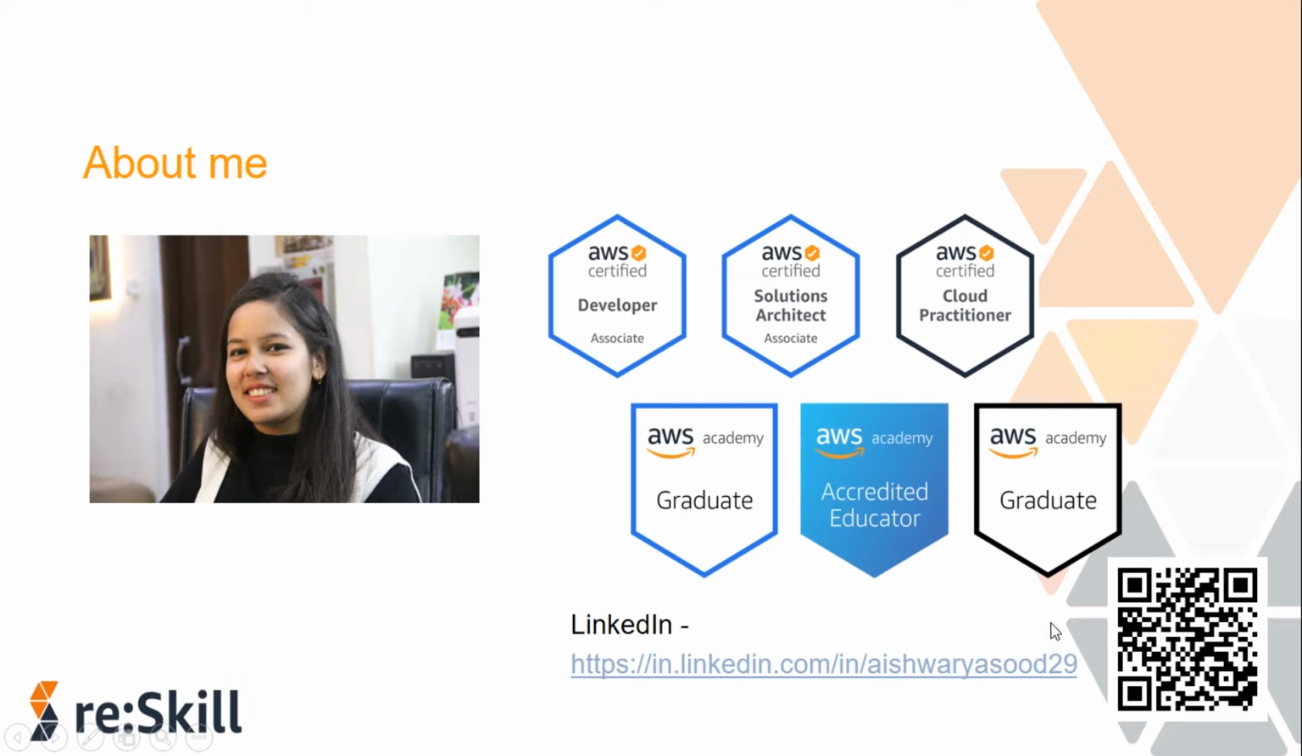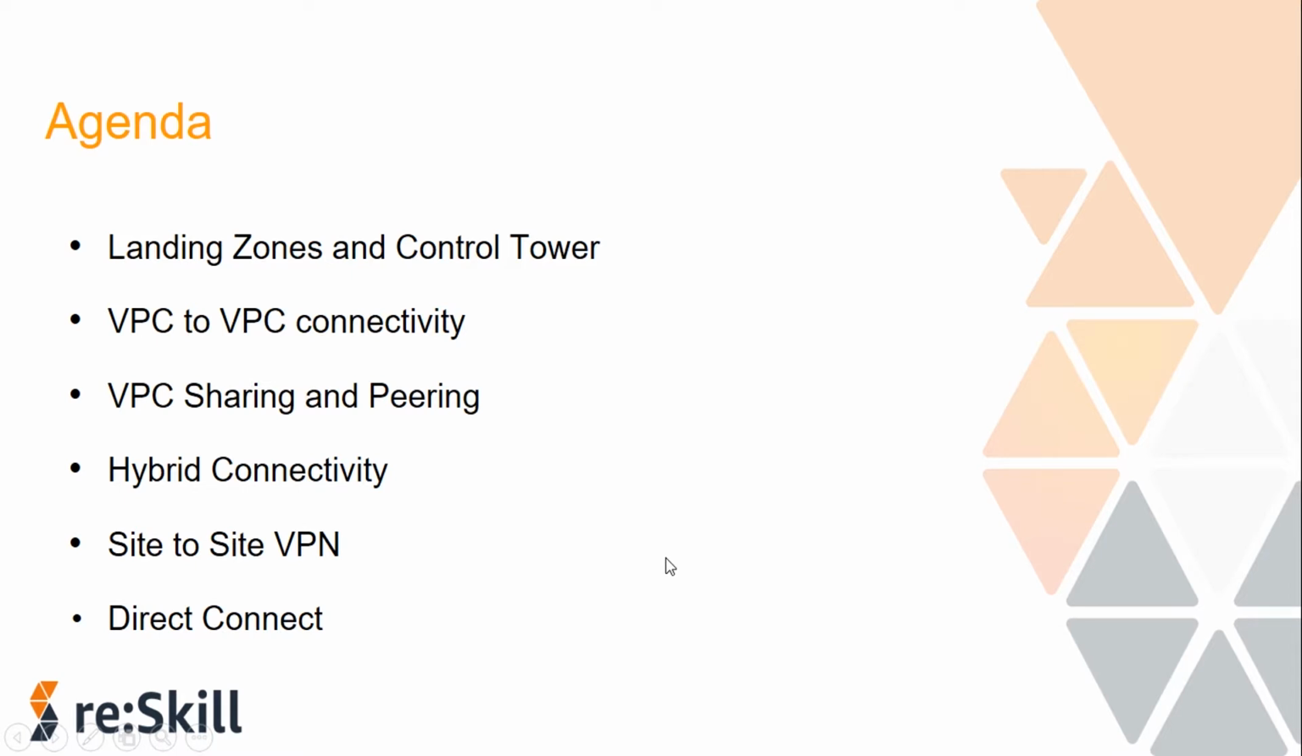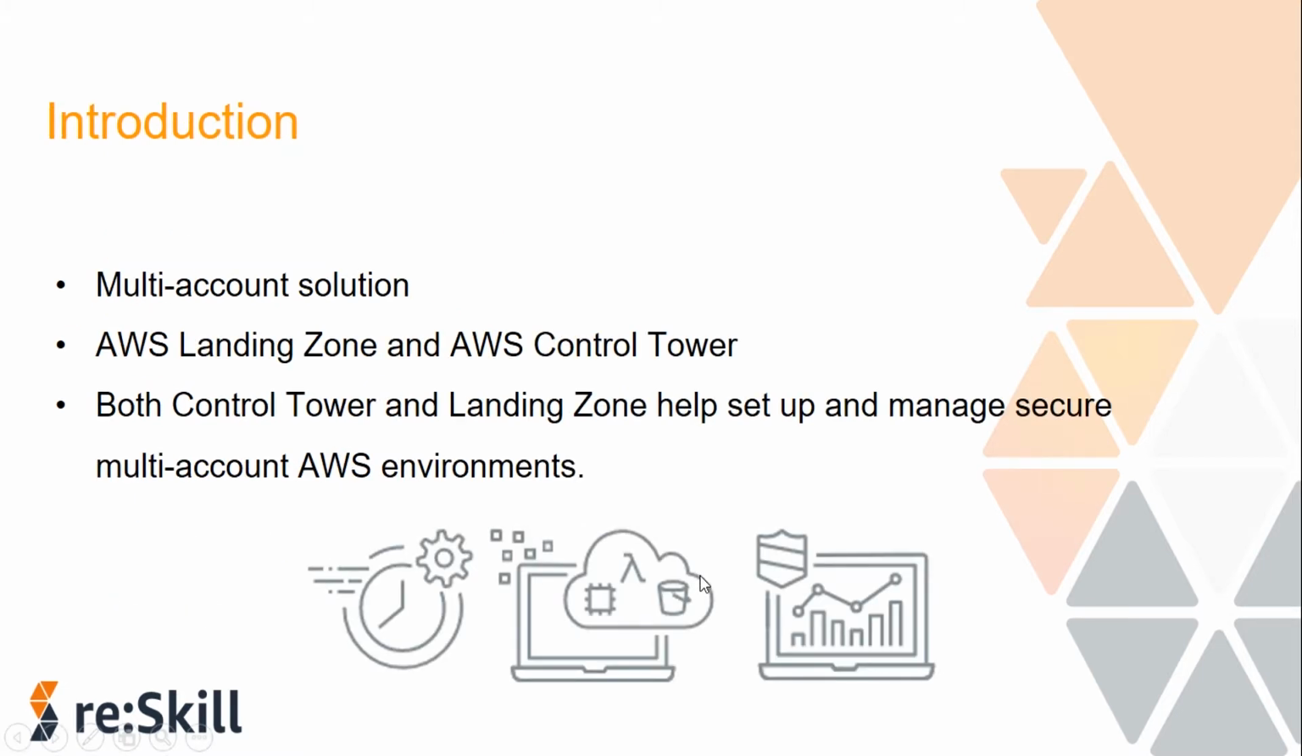So let's begin with the topic for today. In this video, what we are going to discuss is, first, landing zones and Control Tower. Then, how we connect multiple VPCs using multiple features and services, for example VPC sharing and peering. And then we will talk about hybrid connectivity between your on-premises infrastructure and the AWS environment using multiple methods like Site-to-Site VPN connection, Direct Connect, and also Transit Gateway. So let's begin with the introduction for today's topic.